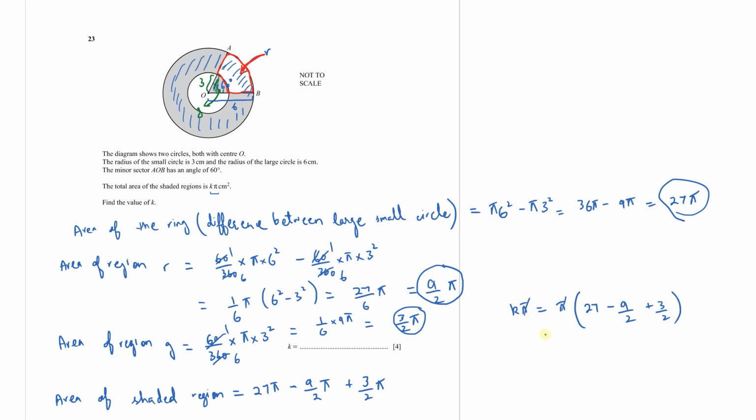So pi and pi cancel out. I get k equals 27 minus 4.5 plus 1.5. Minus 4.5 plus 1.5 will be minus 3. So this is equal to 24. So your value of k is 24.